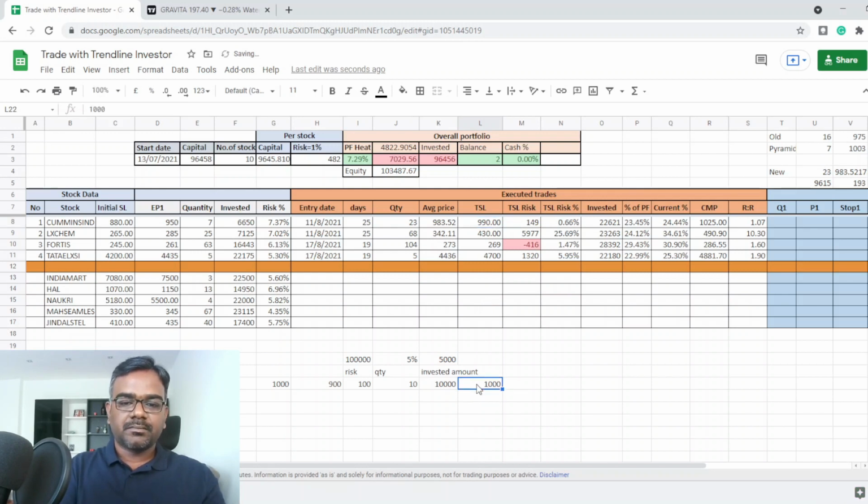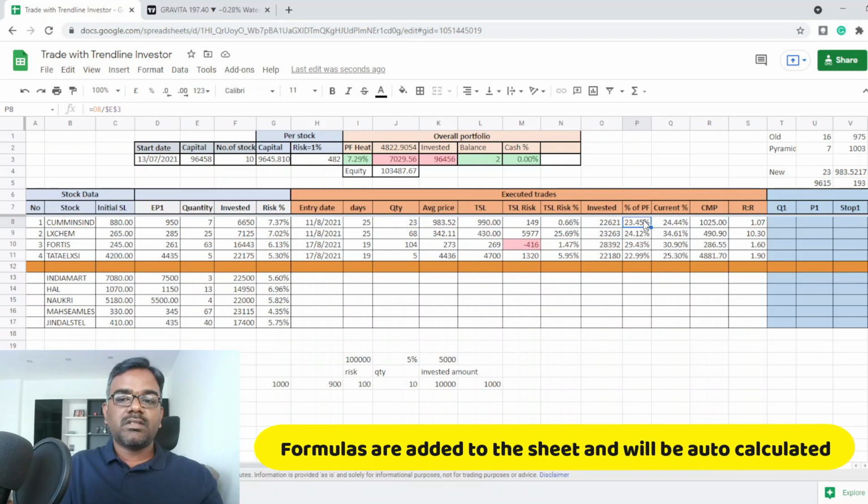Okay, and then you have your trailing stop loss risk. Now this is nothing but your stop loss minus entry price. So if you see here, it is this minus this. Basically, given some conditions, you calculate the stop loss and then calculate the risk. Then you see what is the total investment amount. So invested amount is this into this, average price into quantity.